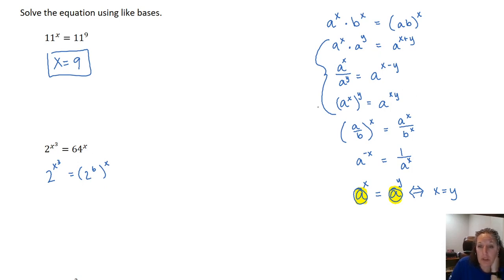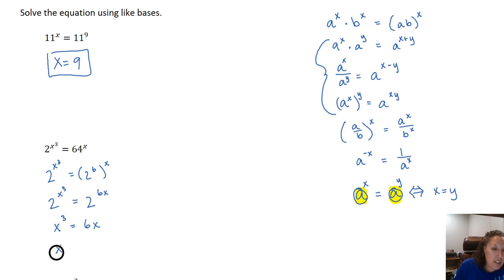Now we're going to use this power raised to a power rule. We can rewrite that right-hand side. Power raised to a power, we're going to multiply those exponents. And so we get 2 raised to the x cubed equals 2 raised to the 6x. Now we do have the same base like we did in the previous example, and we can set those exponents equal to each other. x cubed equals 6x.